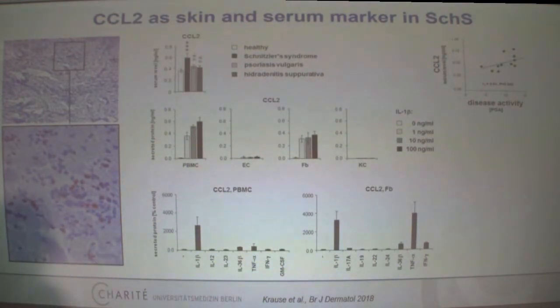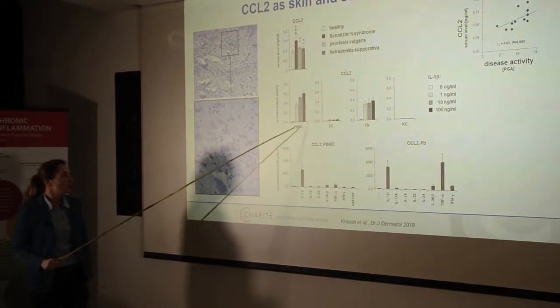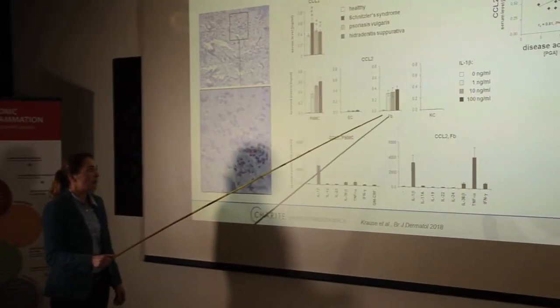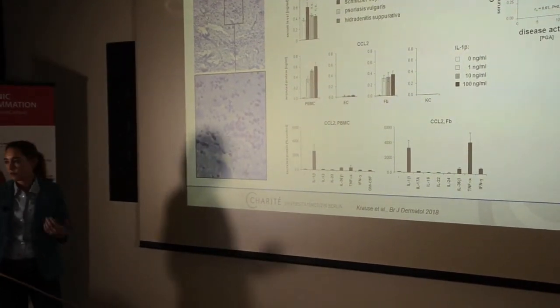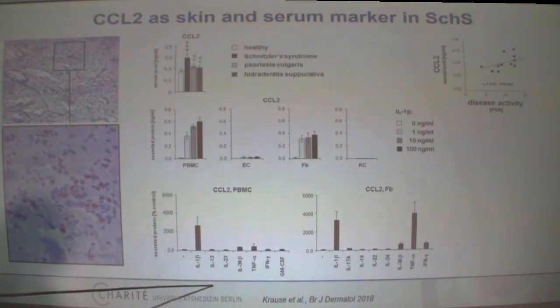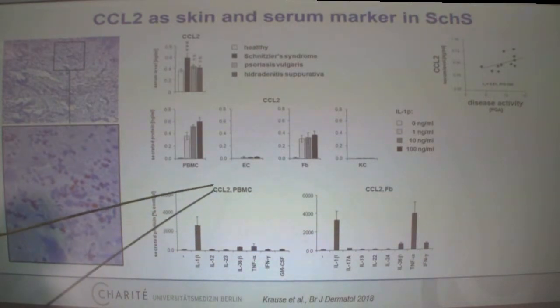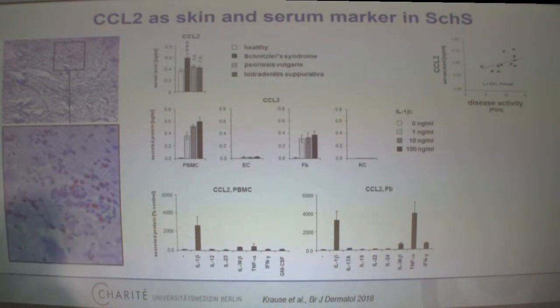And if we look at what is really producing CCL2, it could be shown that it's again the mononuclear cells and the fibroblasts, but not keratinocytes or endothelial cells. And what makes them produce this? It's again the IL-1 beta that makes the PBMCs produce CCL2, and in addition it is the TNF alpha, which at least in fibroblasts can also contribute to the production of CCL2.